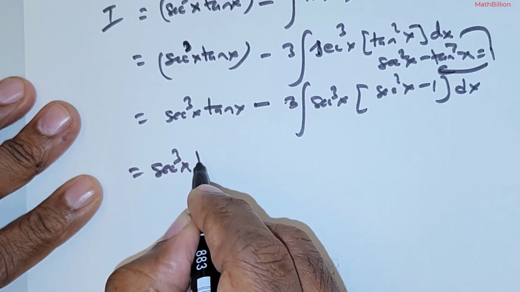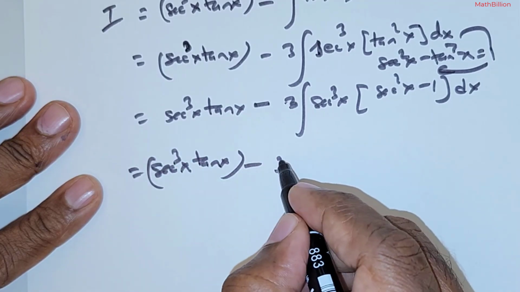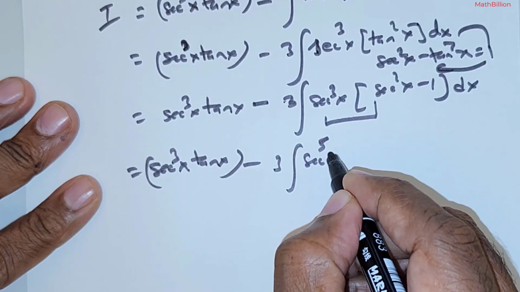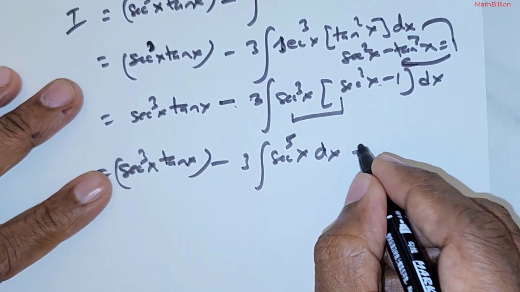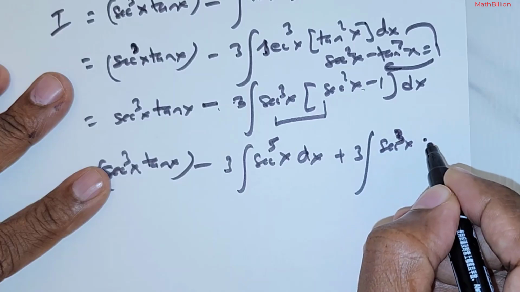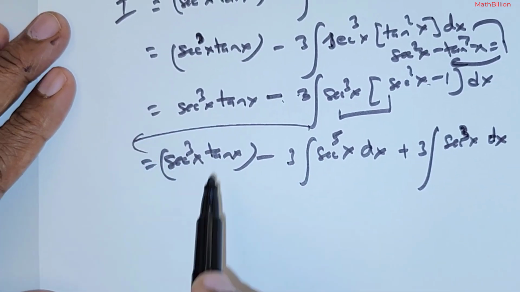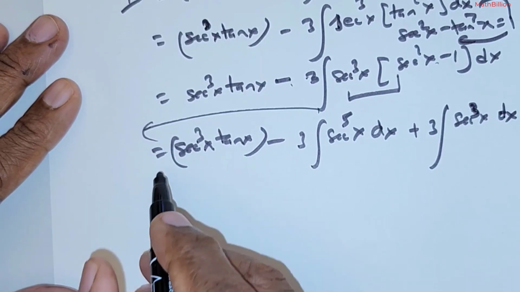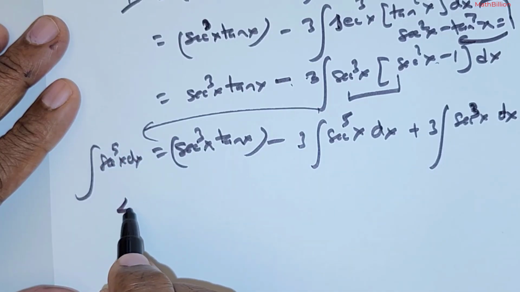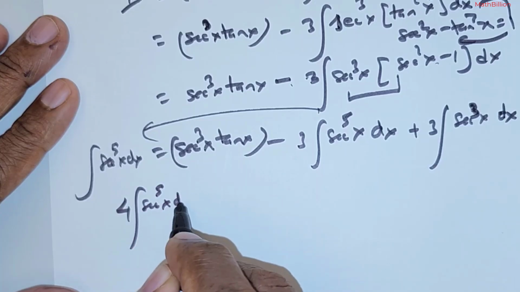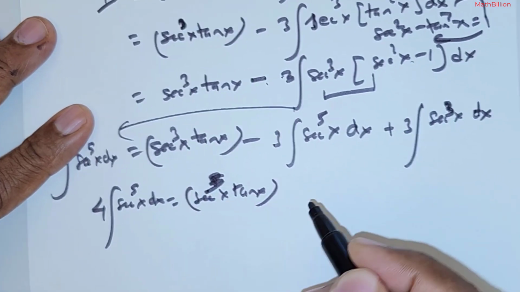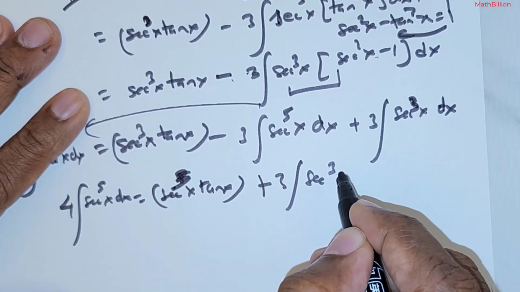So this is going to be secant raised to the power of 3x times tan x negative 3 times integral secant cubed x times secant squared x, that is secant raised to the power of 5x times dx, negative negative positive 3 times secant squared x secant cubed x times dx. Now this could be moved over here, and when you move over here you already have secant raised to the power of 5x dx. So you add up these two, you get 4 times integral secant raised to the power of 5x dx is equal to secant cubed x times tan x followed by positive 3 times secant cubed x times dx.